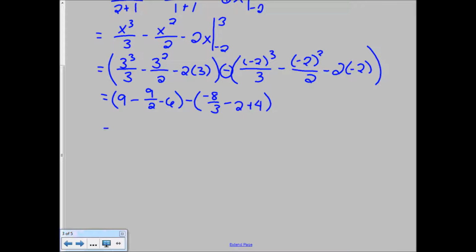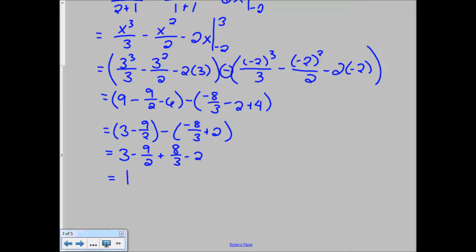So now if we just simplify inside and then distribute our negative sign, we can get an answer. So 9 minus 9 halves. Whoops, we can actually do 9 minus 6. So let's make that a 3 minus 9 halves minus a -8 thirds plus 2. Now we're just going to distribute our negative signs. So we're going to get 3 minus 9 halves plus 8 thirds minus 2. So we're going to get 1 minus 9 halves plus 8 thirds.